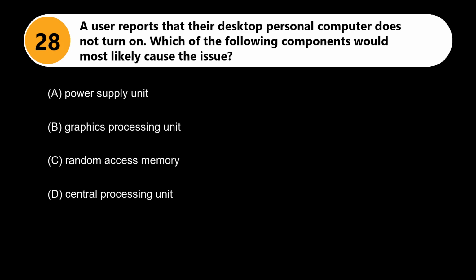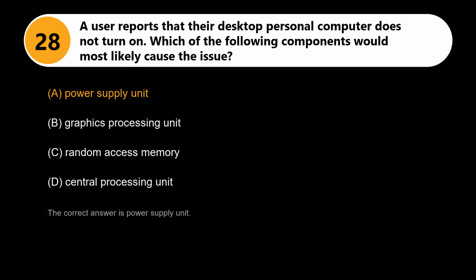Question 28. A user reports that their desktop personal computer does not turn on. Which of the following components would most likely cause the issue? Option A, power supply unit. Option B, graphics processing unit. Option C, random access memory. Option D, central processing unit. The correct answer is option A, power supply unit.